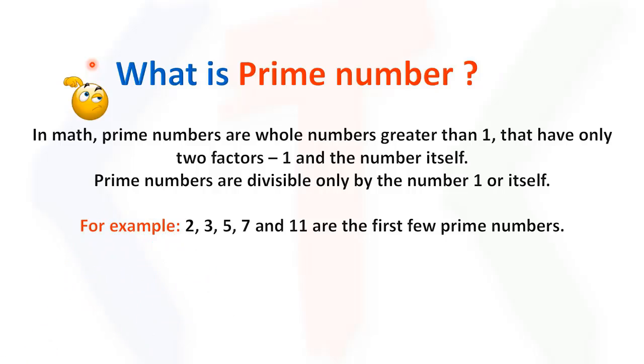In mathematics, prime numbers are whole numbers that are greater than 1, and these numbers are only divisible by the number 1 or itself. Here we can see a few examples of prime numbers. 2, 3, 5, 7 and 11 are the first few prime numbers, where you can see 2 is the only even number that is a prime number.